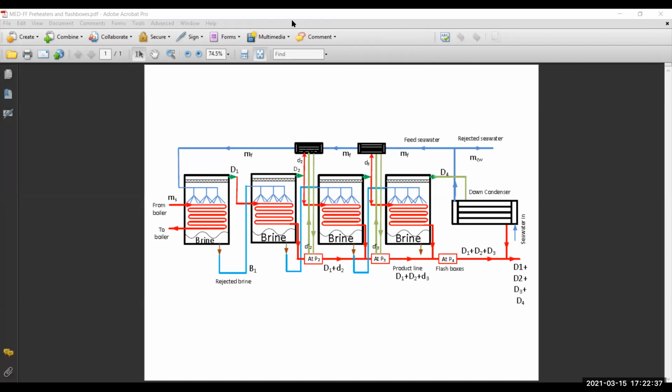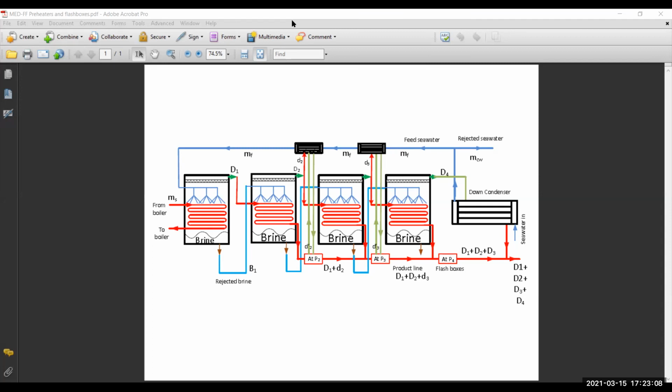So I'm putting a schematic of a forward feed MED system, which is made up of 4 effects. And actually, I just put it here so that you would have a comprehensive look at the flash boxes as well as the preheaters, and look at the flow rates that are in and out on each one of them. So that if we need to analyze, for example, the flash box associated with effect number 3, then we would know what the flow rates in and out of that unit are.